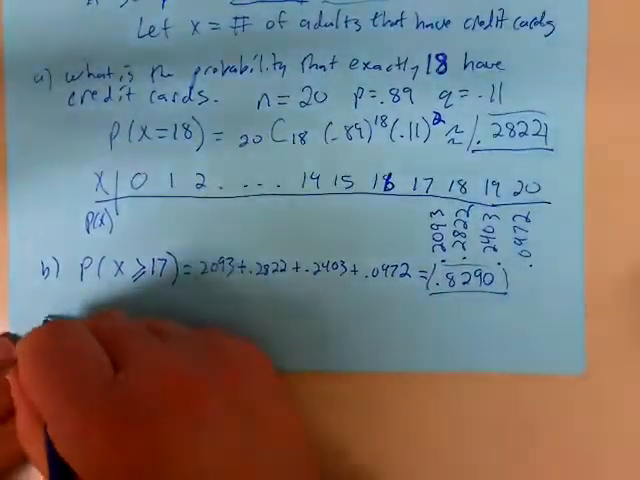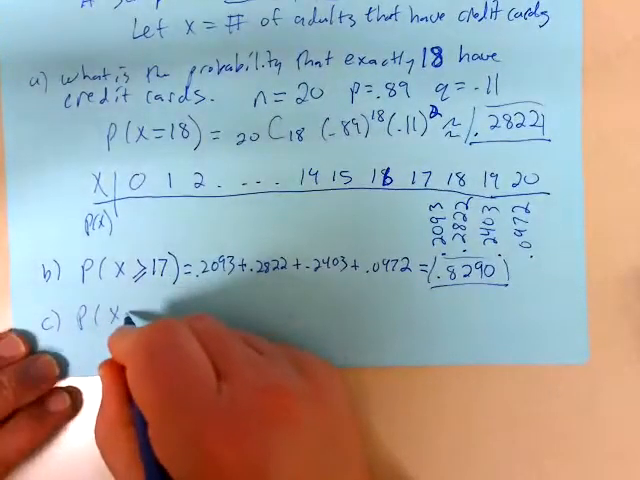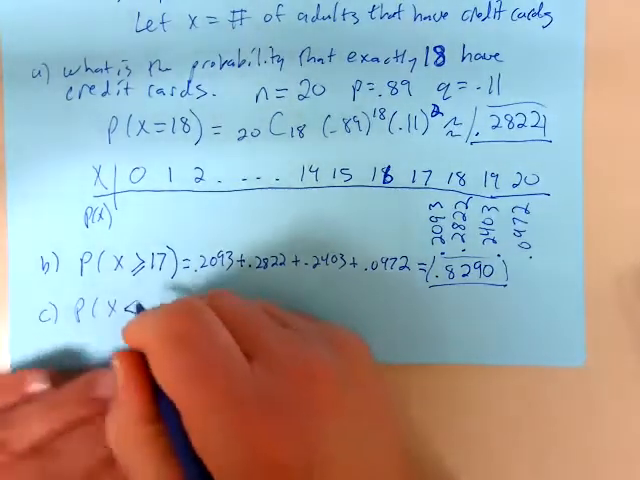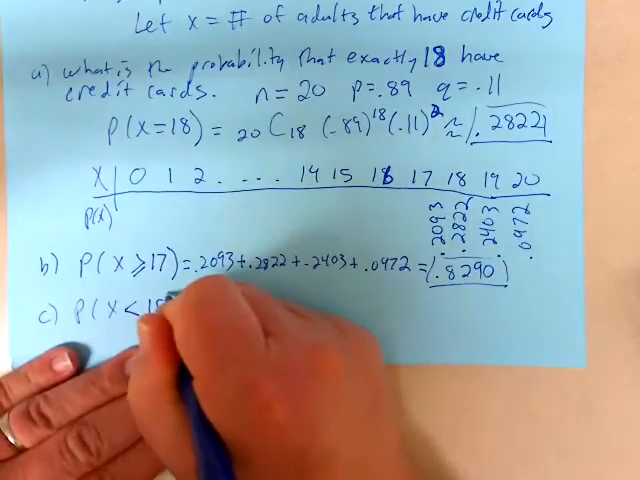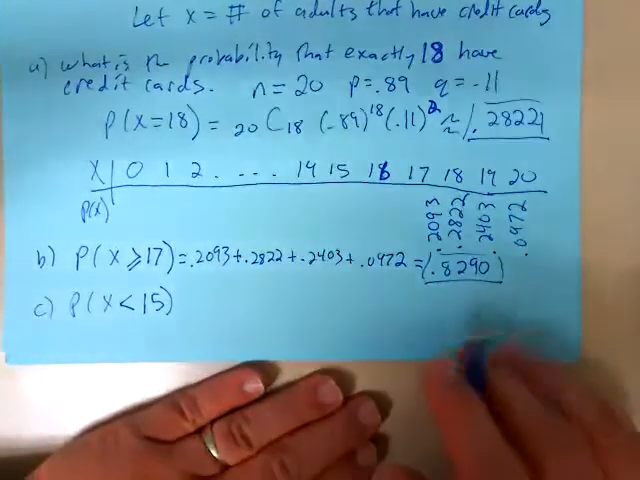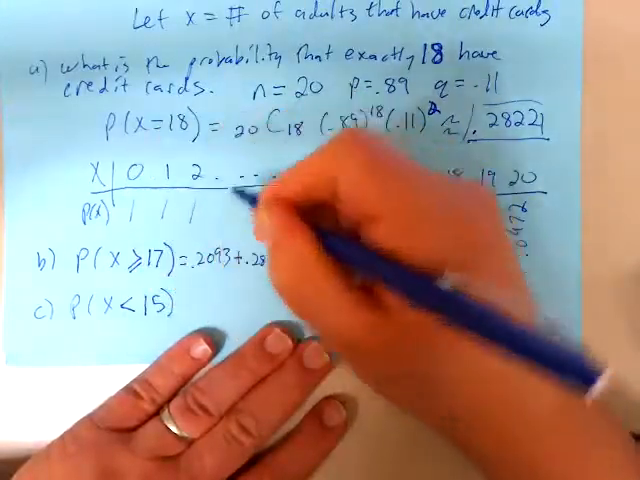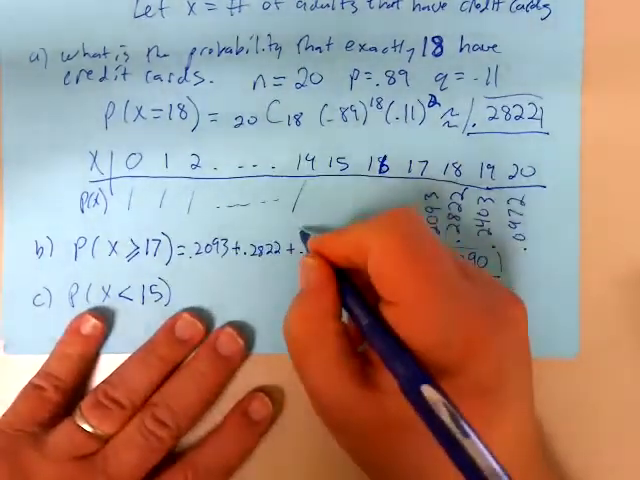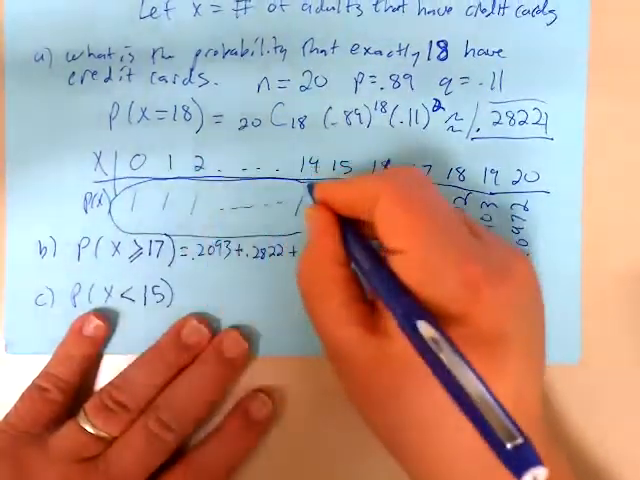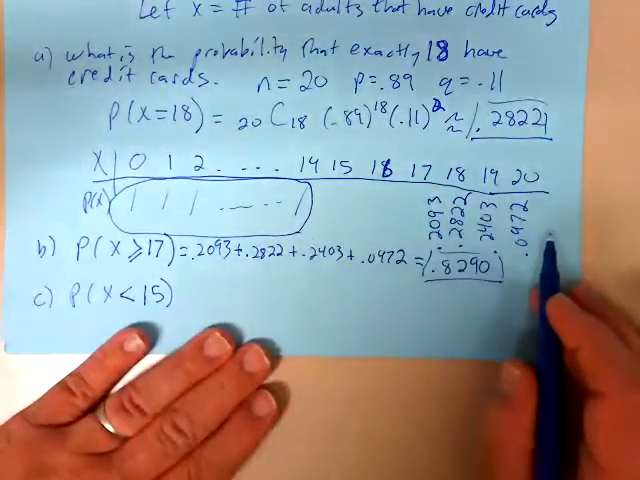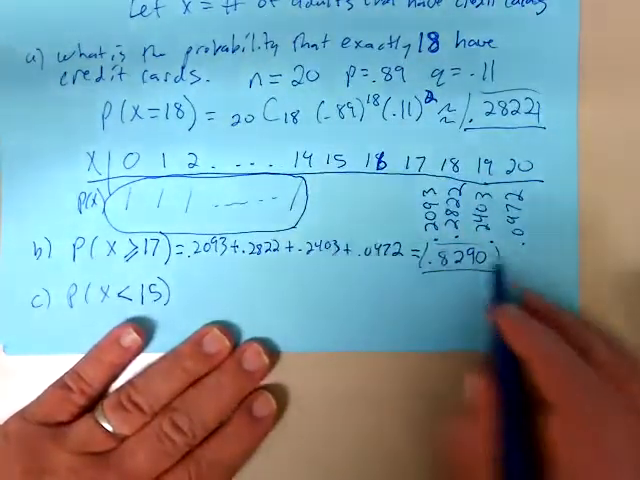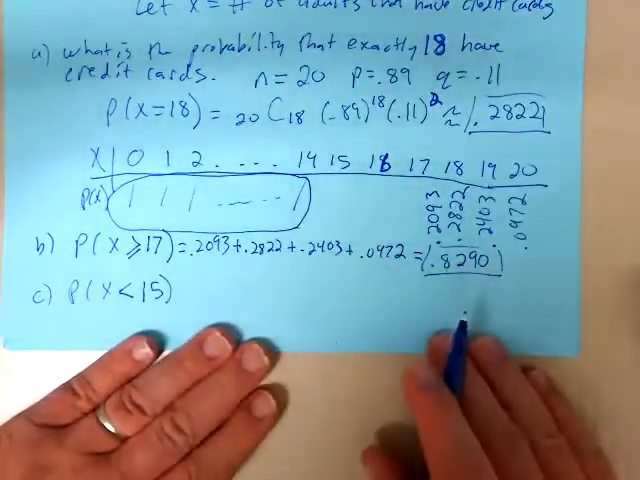Okay? And now let me ask one more. We're going to ask, what's the probability that X is less than, and in this case, I'll say strictly less than 15. Not less than or equal to, but strictly less than. So I want 0, 1, 2, on up to 14, right? And so what I'm going to do is circle the ones that I want, and now I need to take 1 minus the ones I don't want. So what I need to do is get 15 and 16, add those in with the ones I already have, and subtract those from 1. Okay? So now let's do 15 and 16.